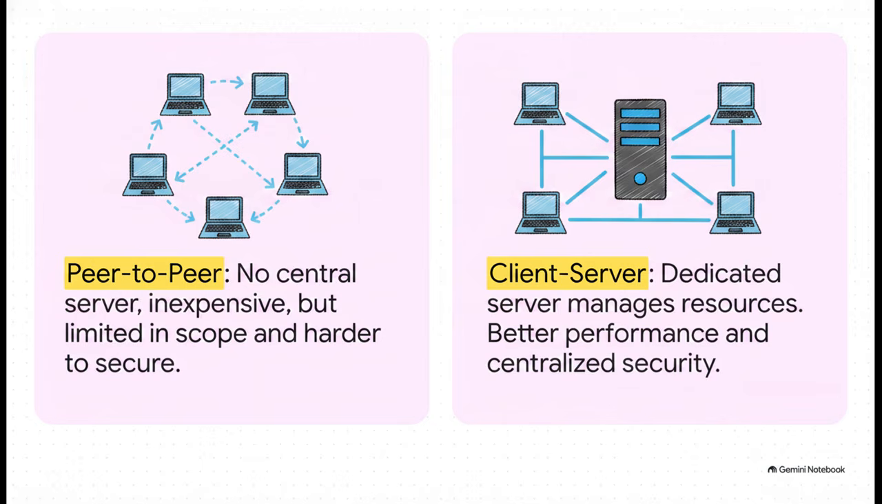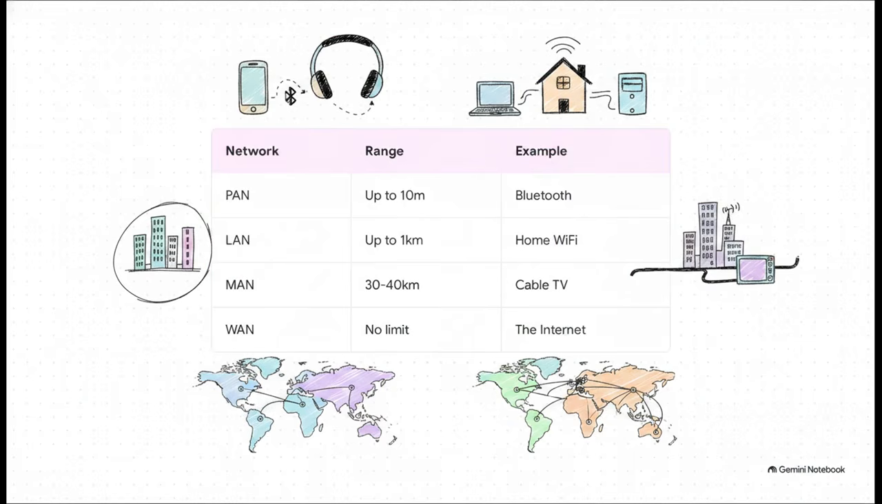On the flip side, we have client-server networks. In this master-slave dynamic, a powerful, dedicated central server handles the resources, the security, the backups, and the dependent client computers just access it. It gives you far better performance, but beware, if that central server crashes, your clients are completely stranded. But we can also scale these networks geographically, which is pretty cool.